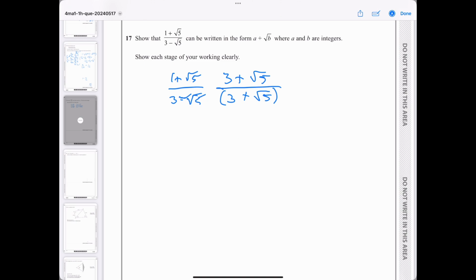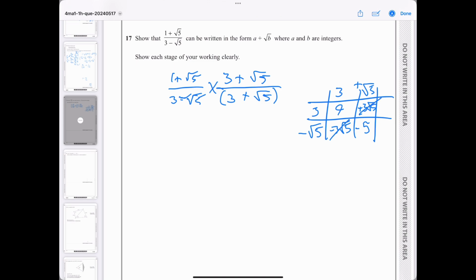So that's the equivalent of timesing by 1. So on the bottom we get 3 plus root 5 times 3 minus root 5, and so we get 3 times 3 is 9, root 5 times root 5 is 5, but because it's plus and minus, it's minus. Now, you do get plus 3 root 5 and minus 3 root 5, but they cancel each other out, so we're not going to bother with those.